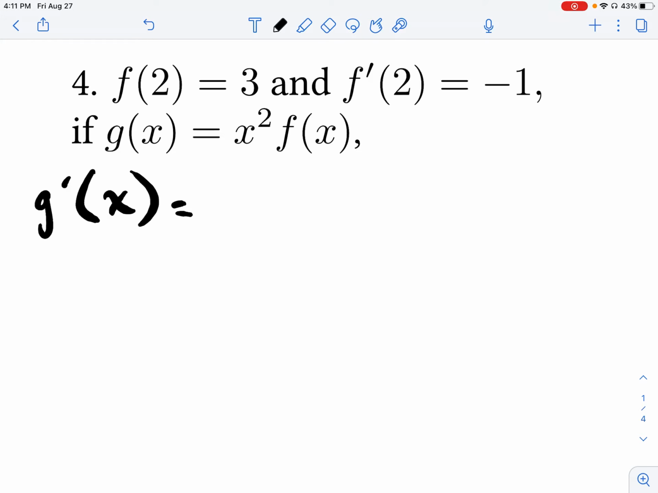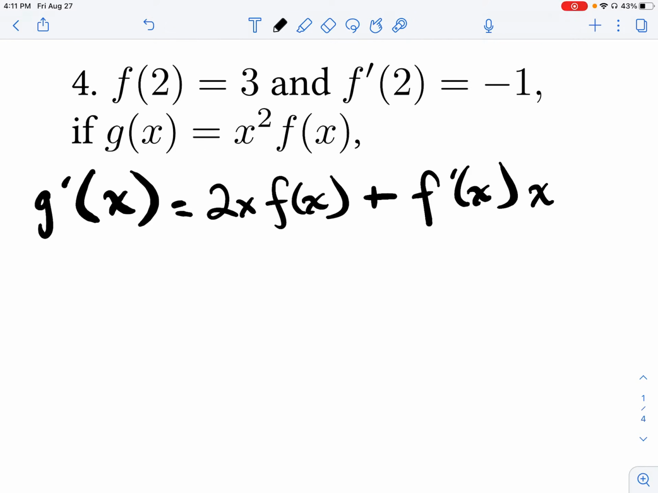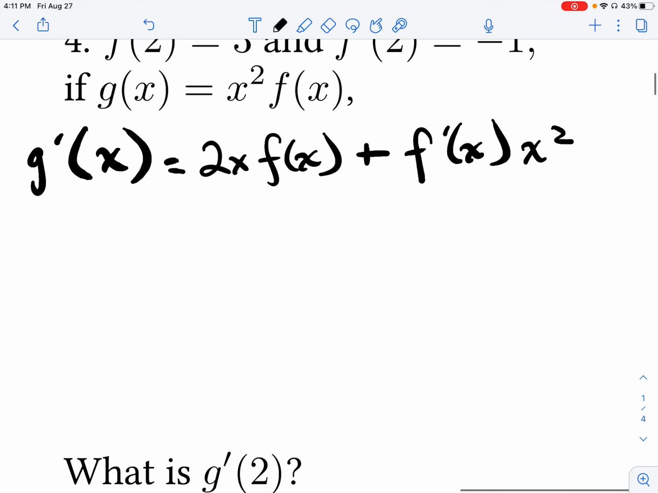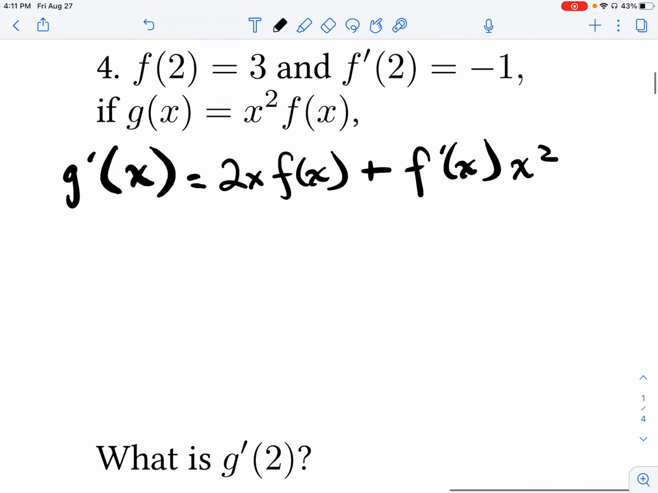If we apply the product rule here, we're going to say 2x times f of x plus the derivative of our second function, f prime of x, times x squared. All right, so there's our derivative right now. Now let's actually find g prime of 2. So let me actually write that underneath. G prime of 2, what is that?